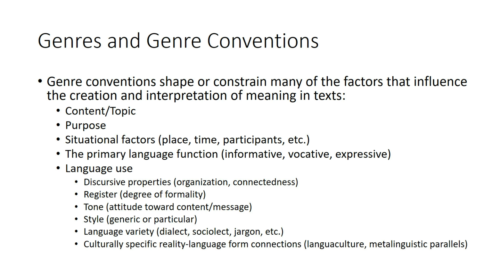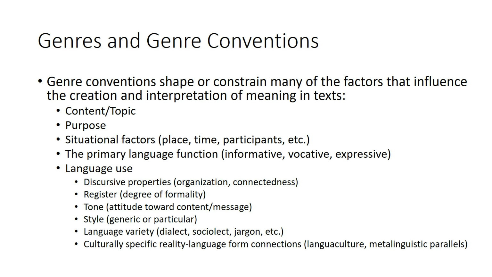They determine what the appropriate situational factors are. Things like, in what place does the communication take place? In what time? Who are the participants? How important is the author? Who are the readers? Those types of relationships. It also determines the primary or dominant language function. We're going to talk about these in just a minute. And genre conventions determine what types of language use are typical or appropriate in a certain kind of text.